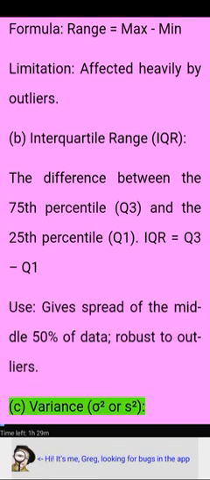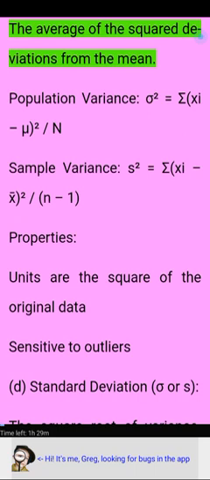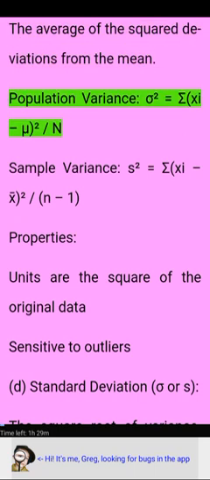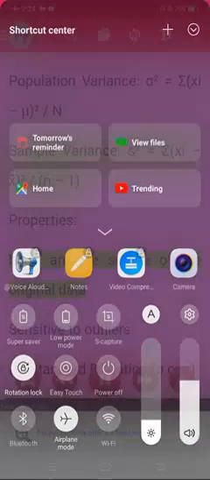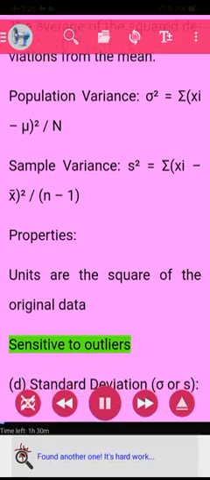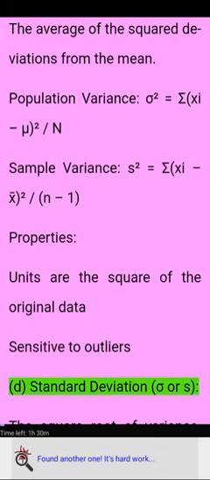C. Variance, sigma squared or S squared. The average of the squared deviations from the mean. Population variance: sigma squared equals sigma of (x minus mu) squared over n. Sample variance: S squared equals sigma of (x minus x bar) squared over n minus 1. Properties: Units are the square of the original data. Sensitive to outliers.